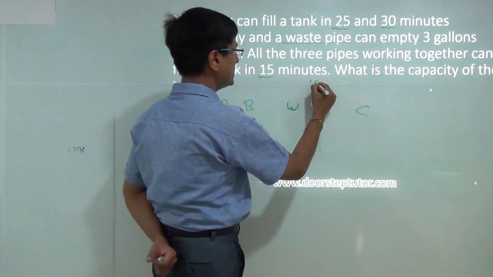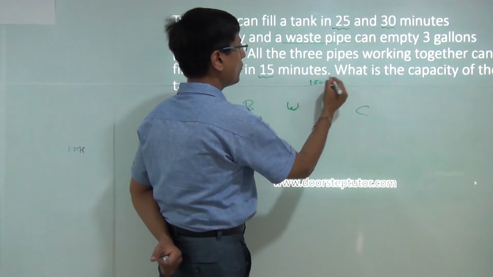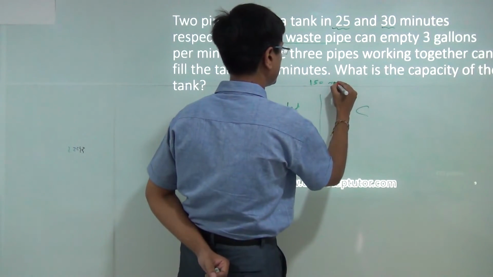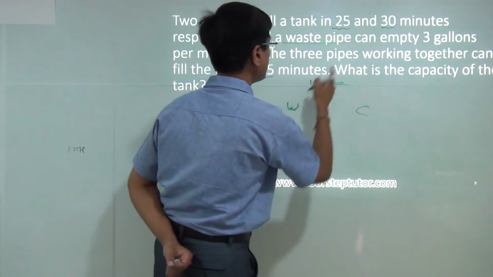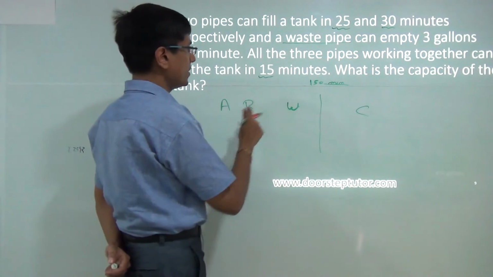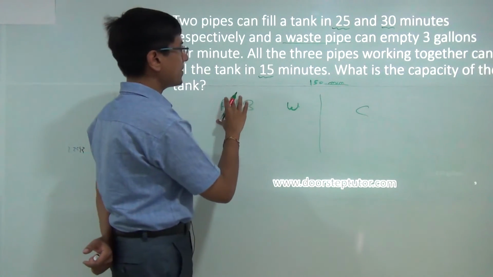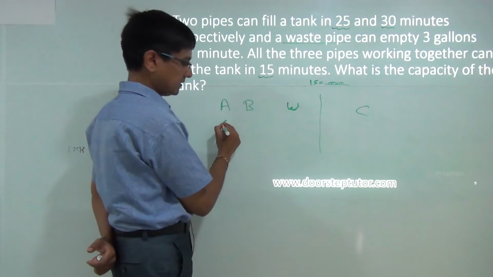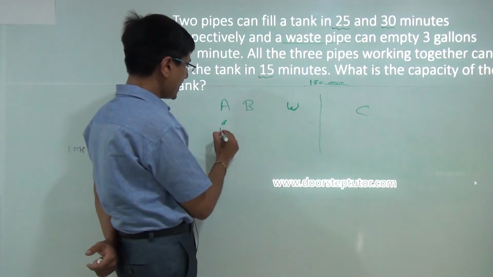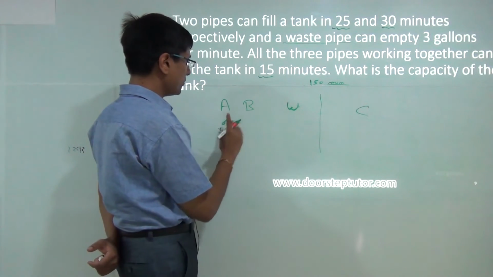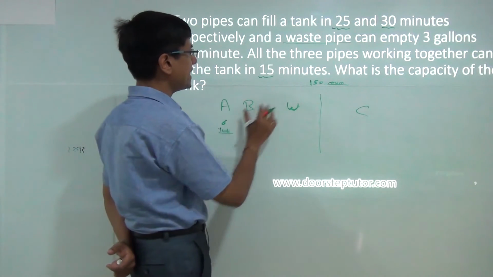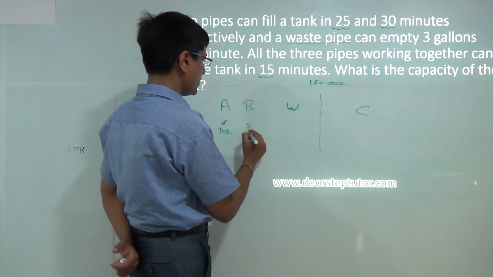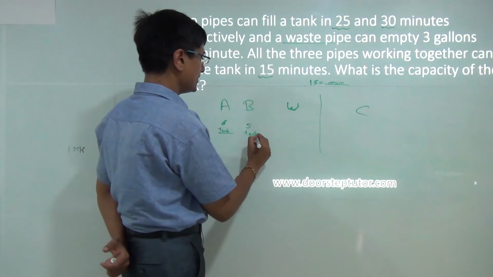150 is the LCM. So let's see what happens in 150 minutes. In 150 minutes, pipe A will be able to fill 6 tanks. It will be able to do this much work. My pipe B in 150 minutes would be able to fill 5 tanks, right?